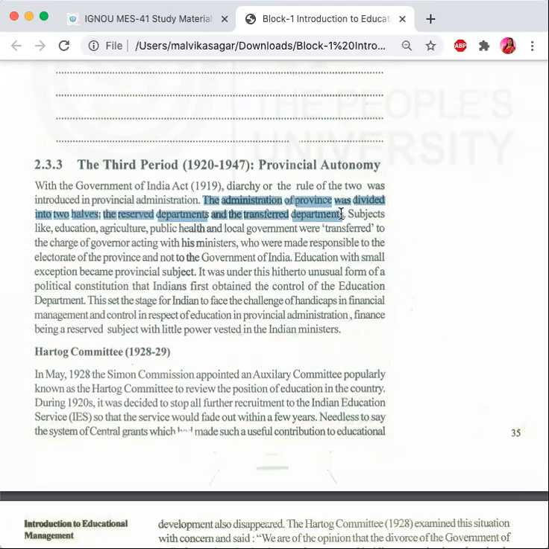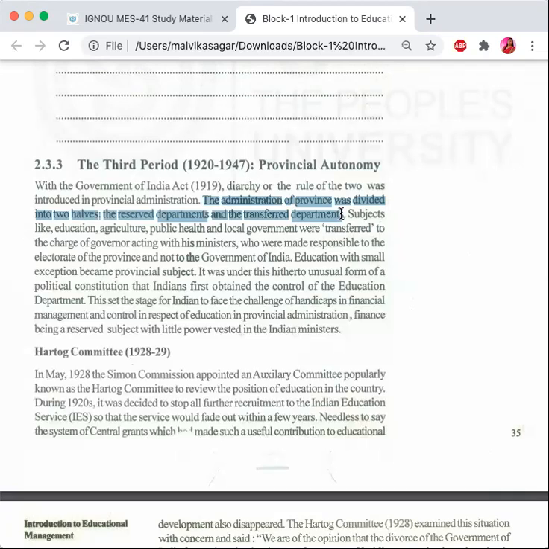Subjects like education, agriculture, public health, and local government were transferred to the charge of the governor acting with his ministers, who were made responsible to the electorate of the province and not to the government of India. Education, with small exceptions, became a provincial subject. It was under this hitherto unusual form of political constitution that Indians first obtained the control of the education department.